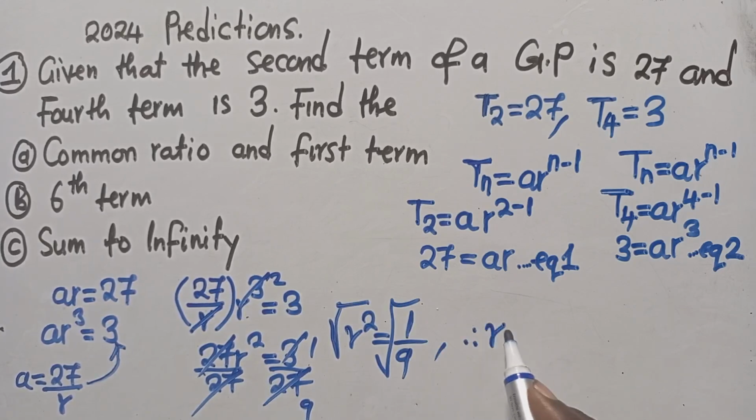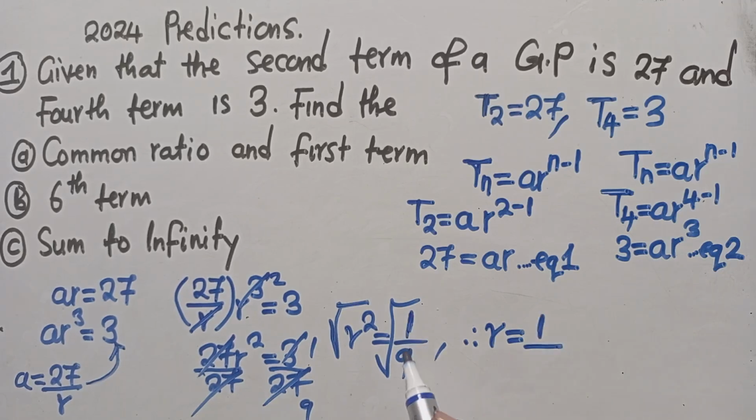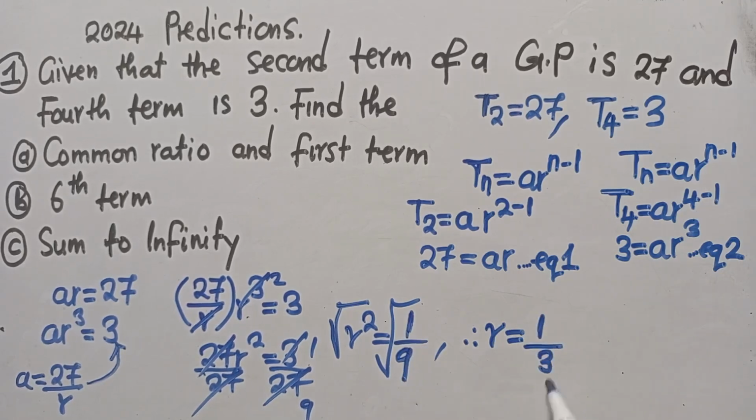Therefore, r is equal to the square root of 1 over the square root of 9, which is 1 over 3. So the common ratio is 1 over 3.